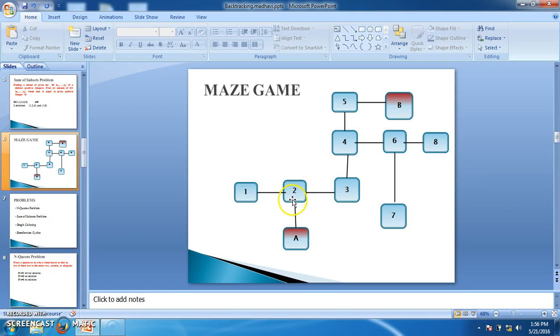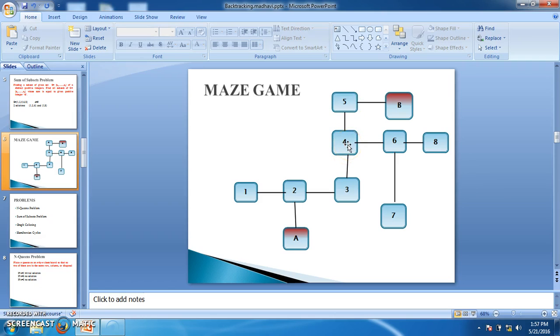Suppose we select room 1 from room 2. Here there is a dead end. We cannot reach room B. So we need to come back to room 2, and again there is another path, from room 2 to room 3. So that is selected. Now from room 3 to room 4 only one path is available, so we choose it obviously. And at room 4 there are two ways available: one from 4 to 6, the other from 4 to 5.